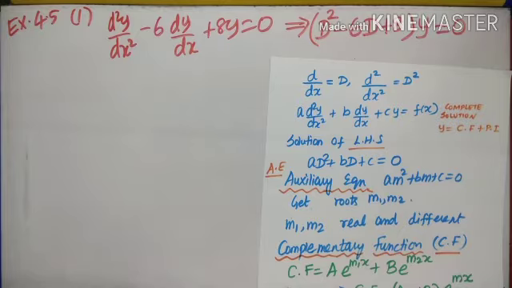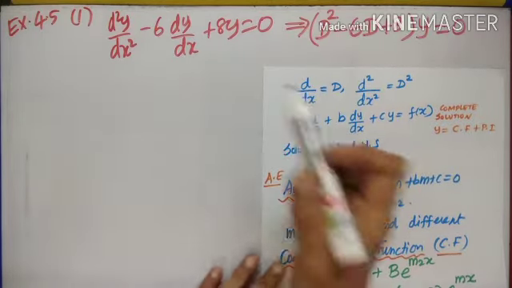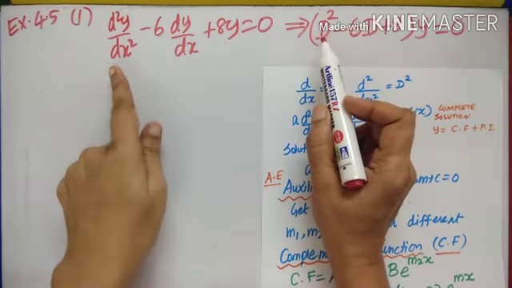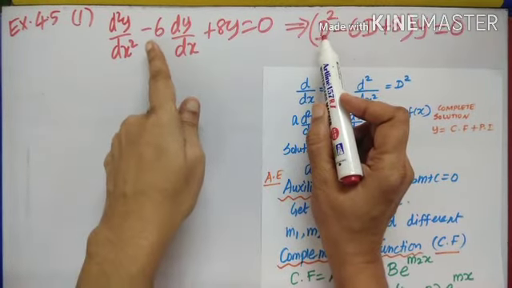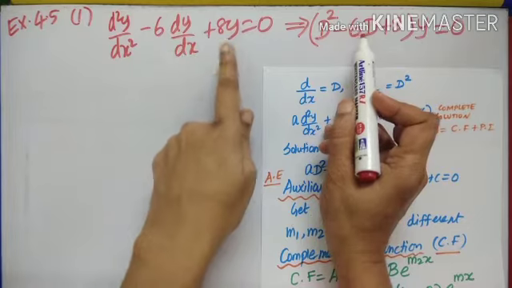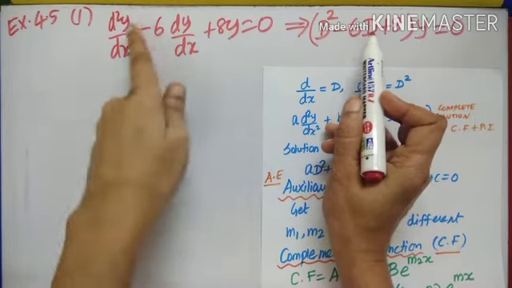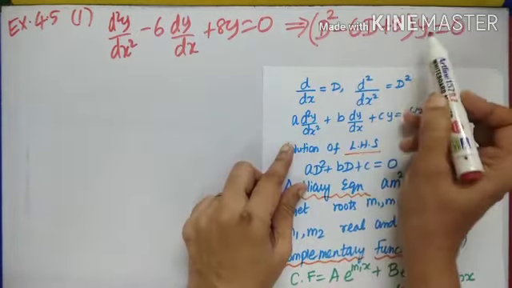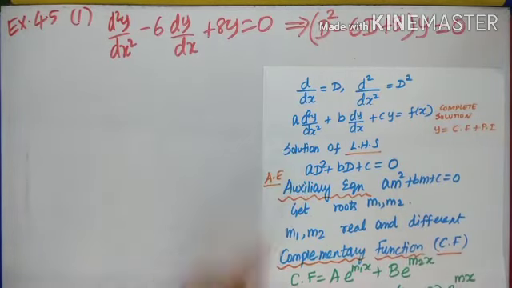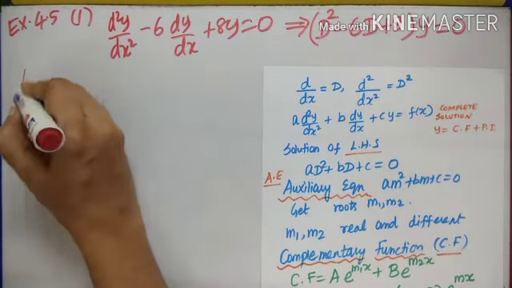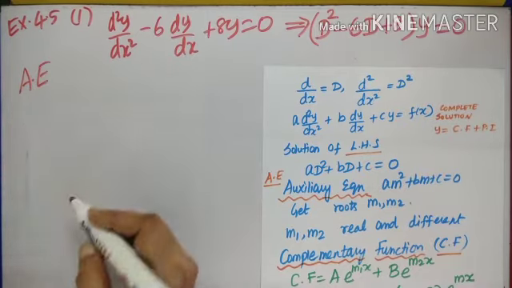Exercise 4.5, question number 1: d square y by dx square minus 6 dy by dx plus 8y equals 0. Our first step is to rewrite this as (D square minus 6D plus 8) y, where y is common and is written after the bracket, equals 0. So we have to write the auxiliary equation.